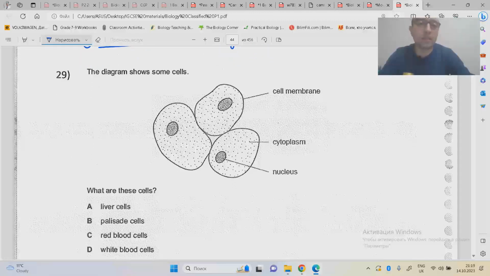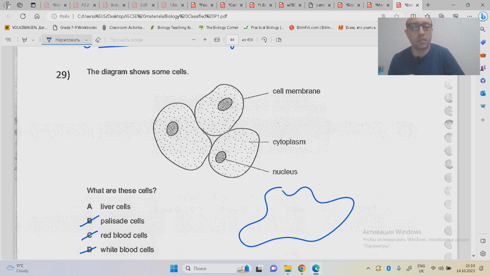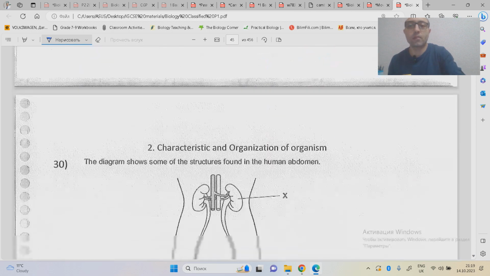29, what are these cells? As you see, there's no cell wall, so it can't be a plant cell. There's a nucleus, so it can't be a red blood cell. They have a spherical shape. Generally, we are not learning it for white blood cells. Guys, generally, we are drawing white blood cells in this shape. So they have no definite shape, changing their shape. The answer in here is A.